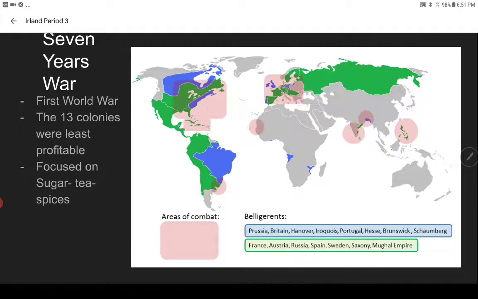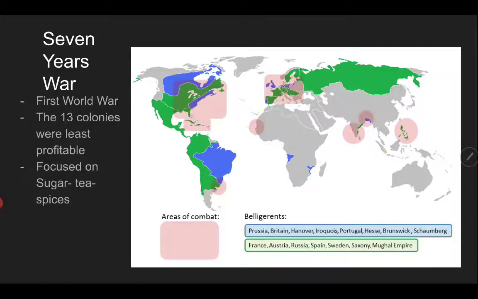But what I also want to say is this is also the 7 Years' War. And the 7 Years' War is basically the First World War. We obviously don't call it that. But the 13 American colonies are actually the least profitable colonies. It is probably economically not that England could care less about it, but they're more focused on the sugar colonies, the tea trade, the transatlantic slave trade. These are the areas of money that they want.